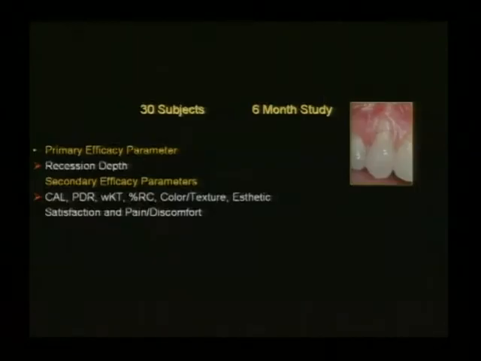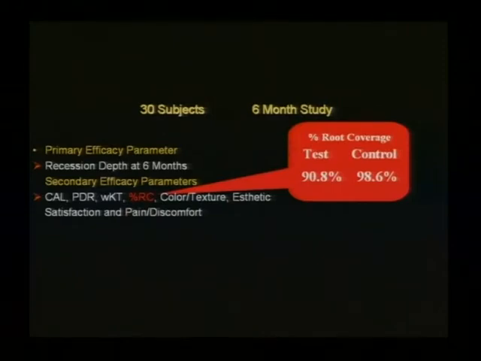So this is a 30-patient study, 6 months. Our primary efficacy parameter was recession depth. We looked at all of these secondary efficacy parameters, and the only significant differences we had between the two at 6 months were these three: recession depth, percent root coverage, which are really the same thing, just a different way of expressing them, and pain and discomfort. If we look at percent root coverage, with our coronally advanced flap and our PDGF, we achieved about 91% root coverage. With our connective tissue graft, we achieved about 99% root coverage.